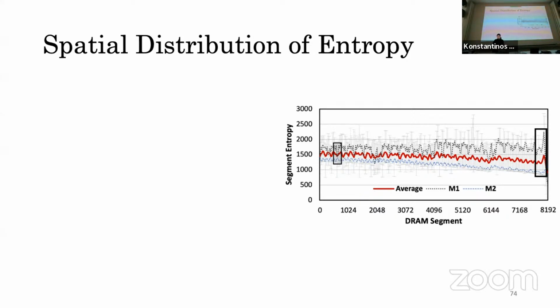The dotted blue and black curves depict two modules that provide representative samples of two major entropy deviation trends. We can see generally all curves exhibit sort of a wave-like pattern. The paper authors mainly attribute this to systematic process variations.